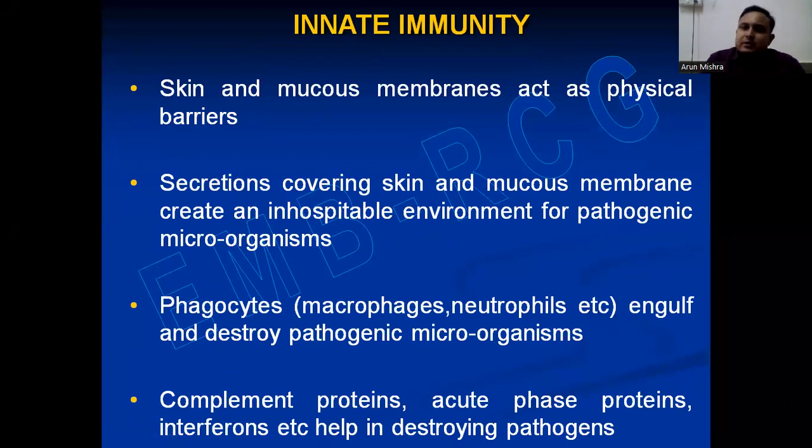So the question arises, what is innate immunity? Skin and mucous membrane act as a physical barrier. Secretions covering skin and mucous membranes create an inhospitable environment for pathogenic microorganisms. Phagocytes, which include macrophages, neutrophils, etc., engulf and destroy the pathogenic microorganisms. Complement proteins, acute phase proteins, and interferons, etc., help in destroying the pathogens.